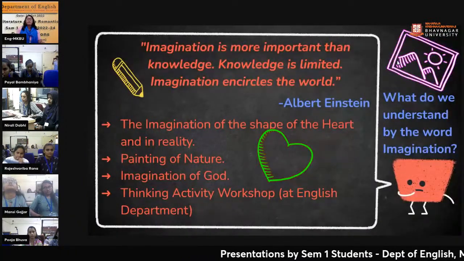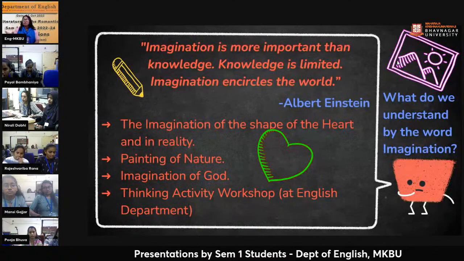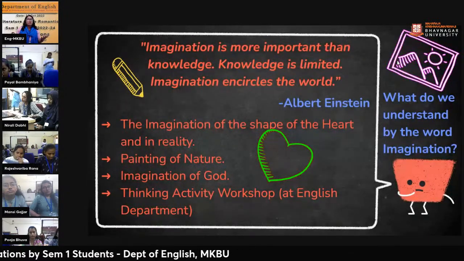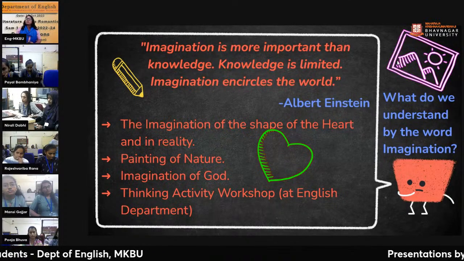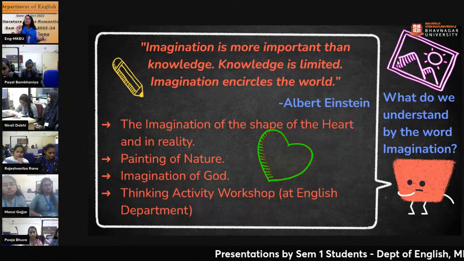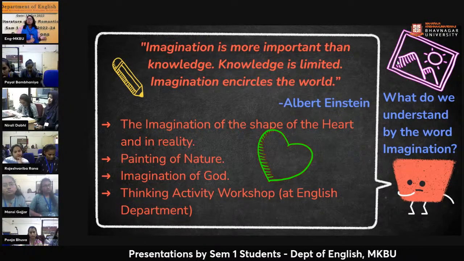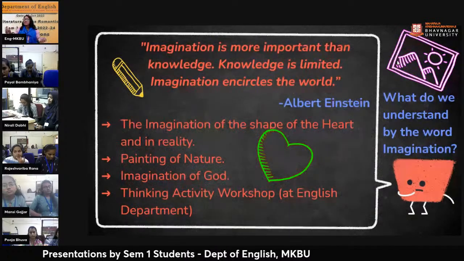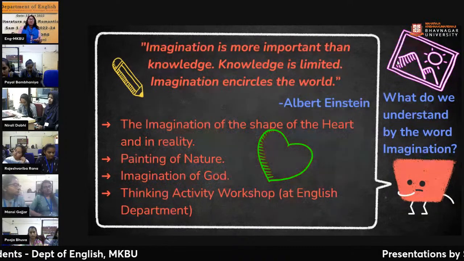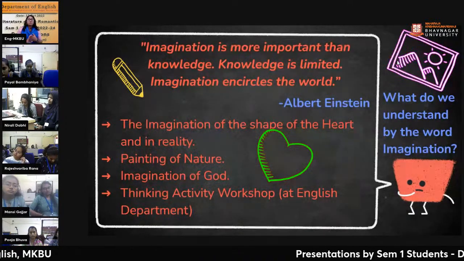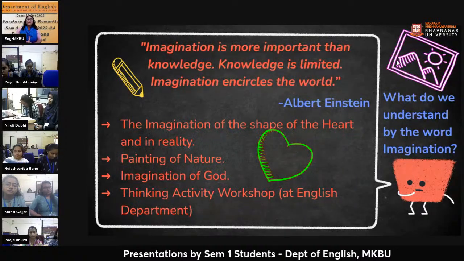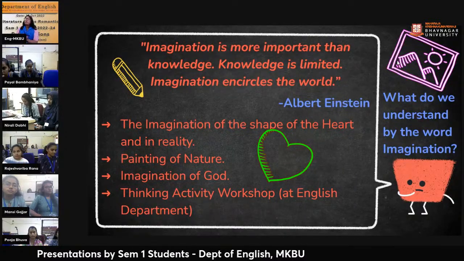Now, what do we understand by the word imagination? When we hear imagination, we think of things like, when the teacher says let's draw a scenery, we use that word, and we used to draw the sun and all these things in our mind. This is a scenery image. Albert Einstein also said that imagination is more important than knowledge. Knowledge is limited, imagination encircles the world.